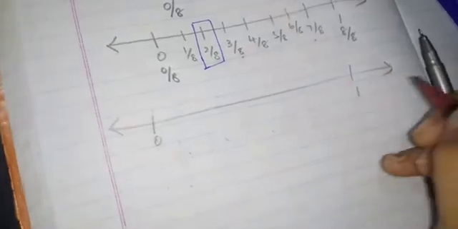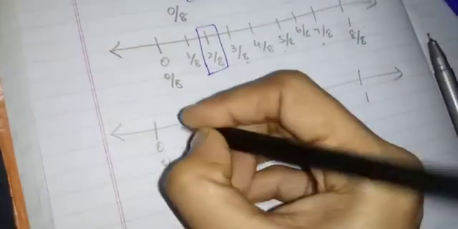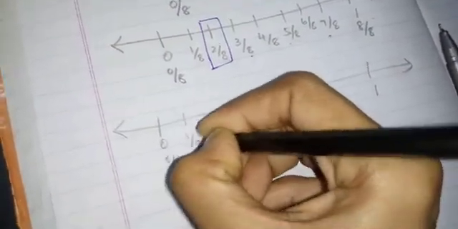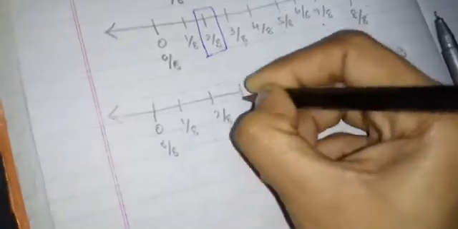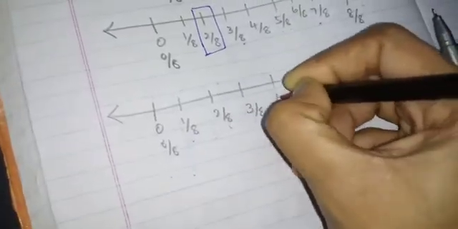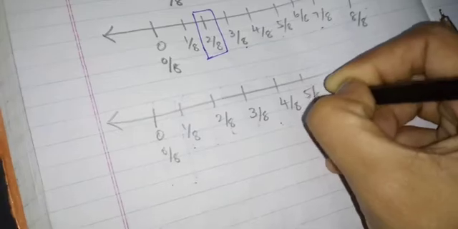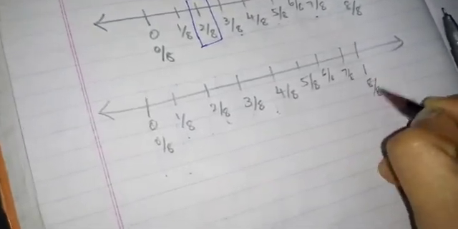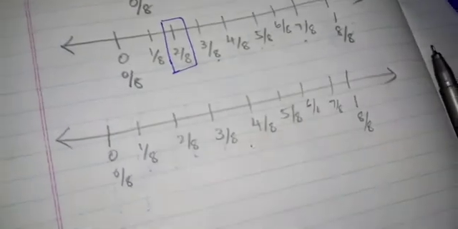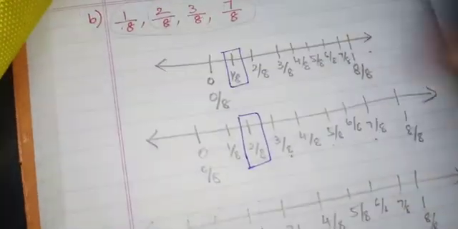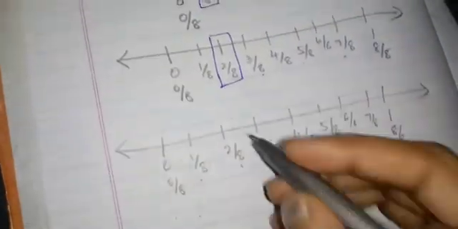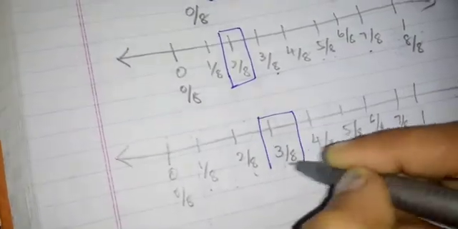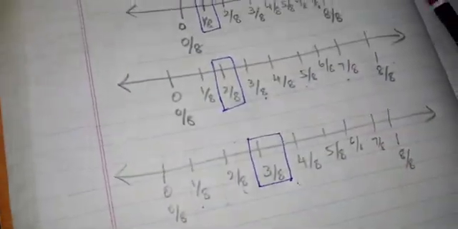0 and 1. 0 by 8. The same number line I am going to draw. I am not making any changes. Okay. 3 by 8, 4 by 8, 5 by 8, 6 by 8, 7 by 8, 8 by 8. Because 1 is what? 8 by 8. Next 3 by 8. Where will I mark it? I will mark here. I will put a box like this.